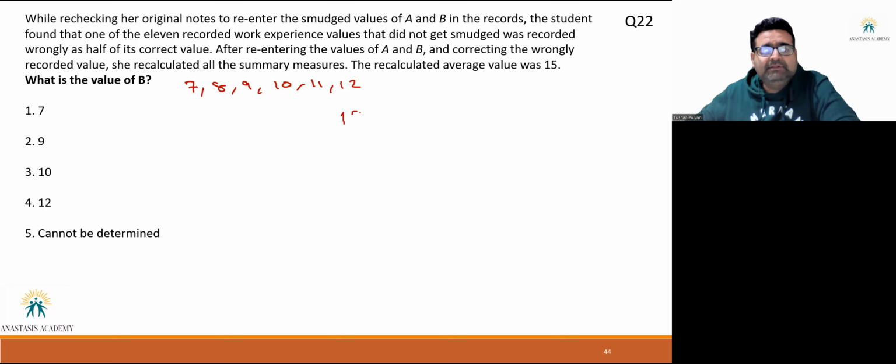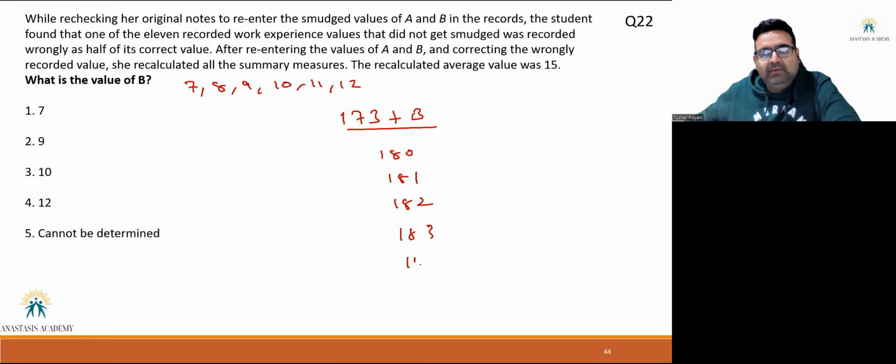So see, the sum is already 173. If I keep adding B, my possible values will be 180. We just did that: 180, 181, 182, 183, 184, 185. But to get the average as 15, 15 into 13 values, I have to reach 195. This is 195. So if 180 is already there, the number which has to be doubled should give 15.